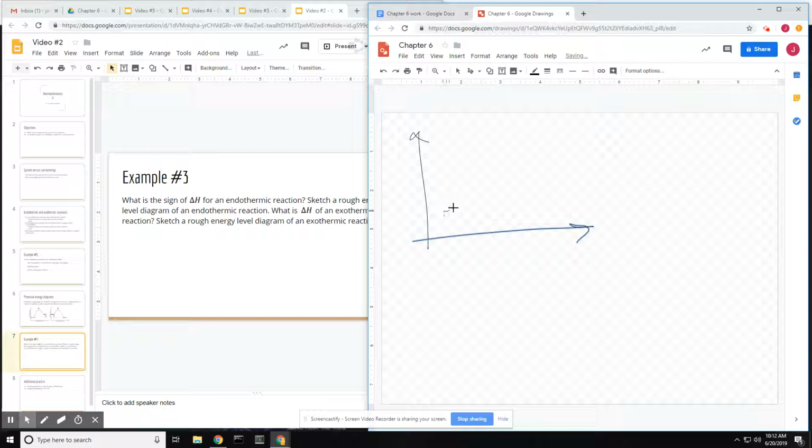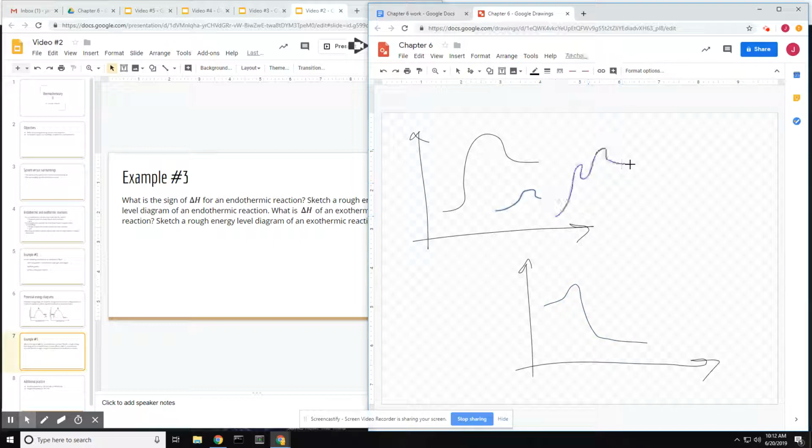So for an endothermic reaction, the only important thing is that the products are higher in energy than the reactants. And for an exothermic reaction, the only thing that is important is that the products are lower in energy. There were other ways I could have drawn it. I could have drawn it like that. I could have drawn it with multiple steps. There's a number of different ways that would have worked.